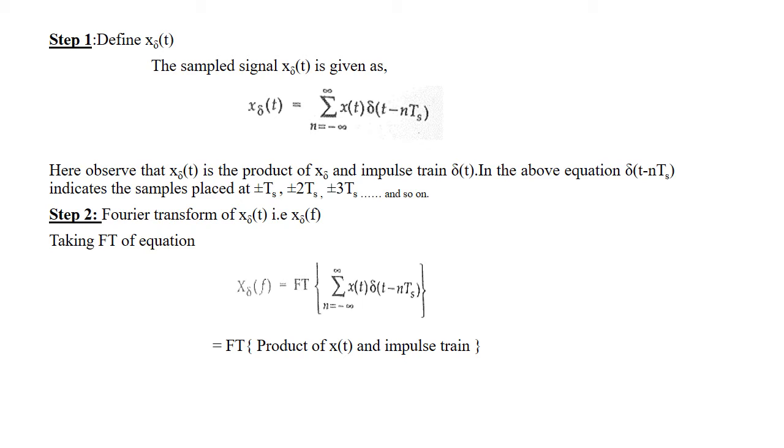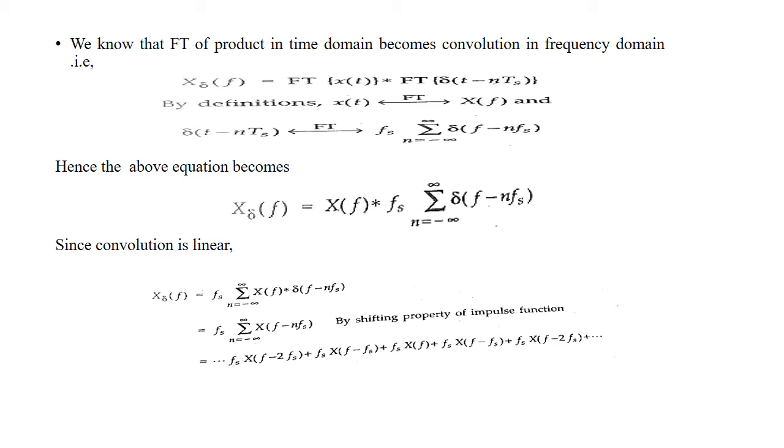The next step is step 2. It is the Fourier transform of x_δ(t), that is X_δ(f). Taking the FT, or Fourier transform, of the equation, we get X_δ(f) = FT of the summation n = -∞ to ∞ of x(t) δ(t - nTs). So the Fourier transform is of the product of x(t) and the impulse train. We all know that a product in the time domain becomes a convolution in the frequency domain.